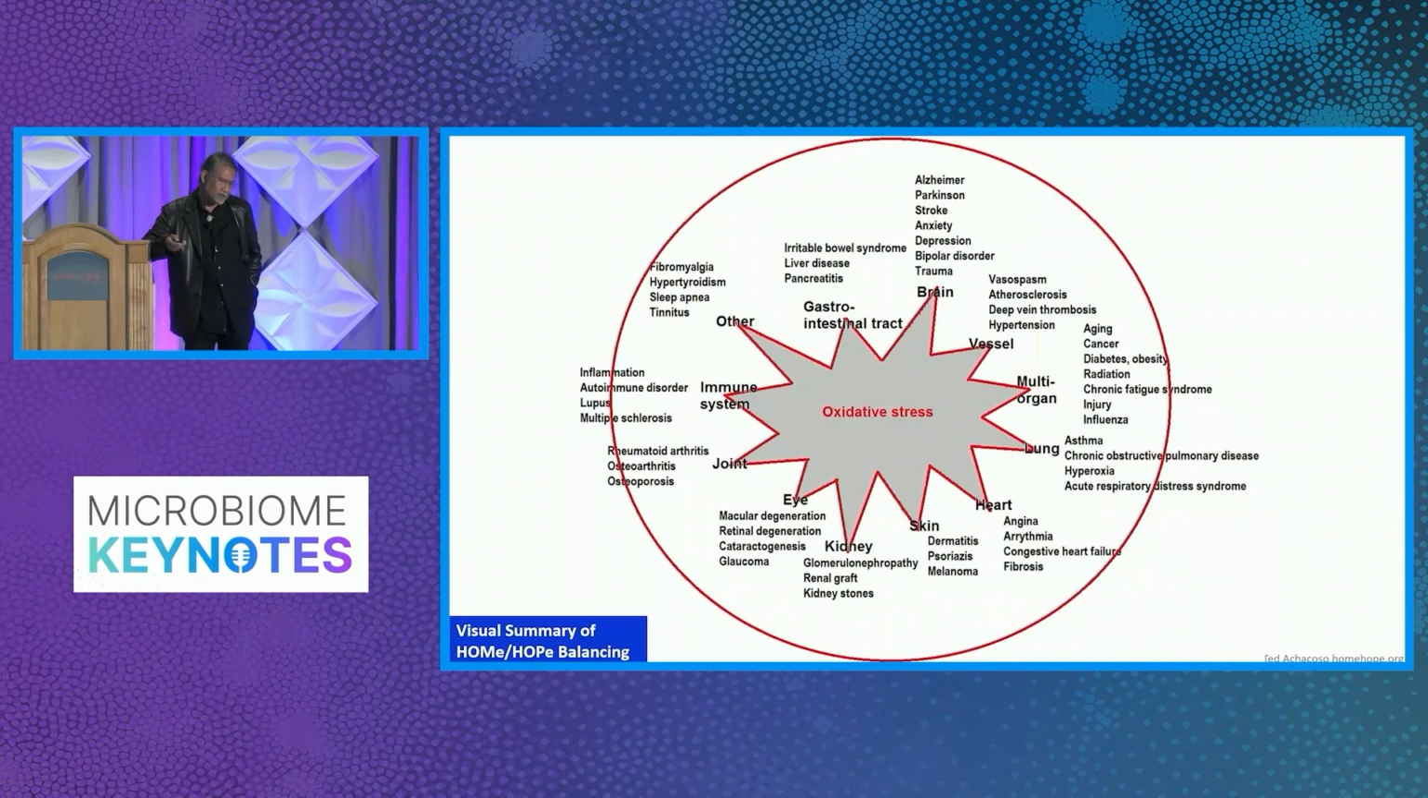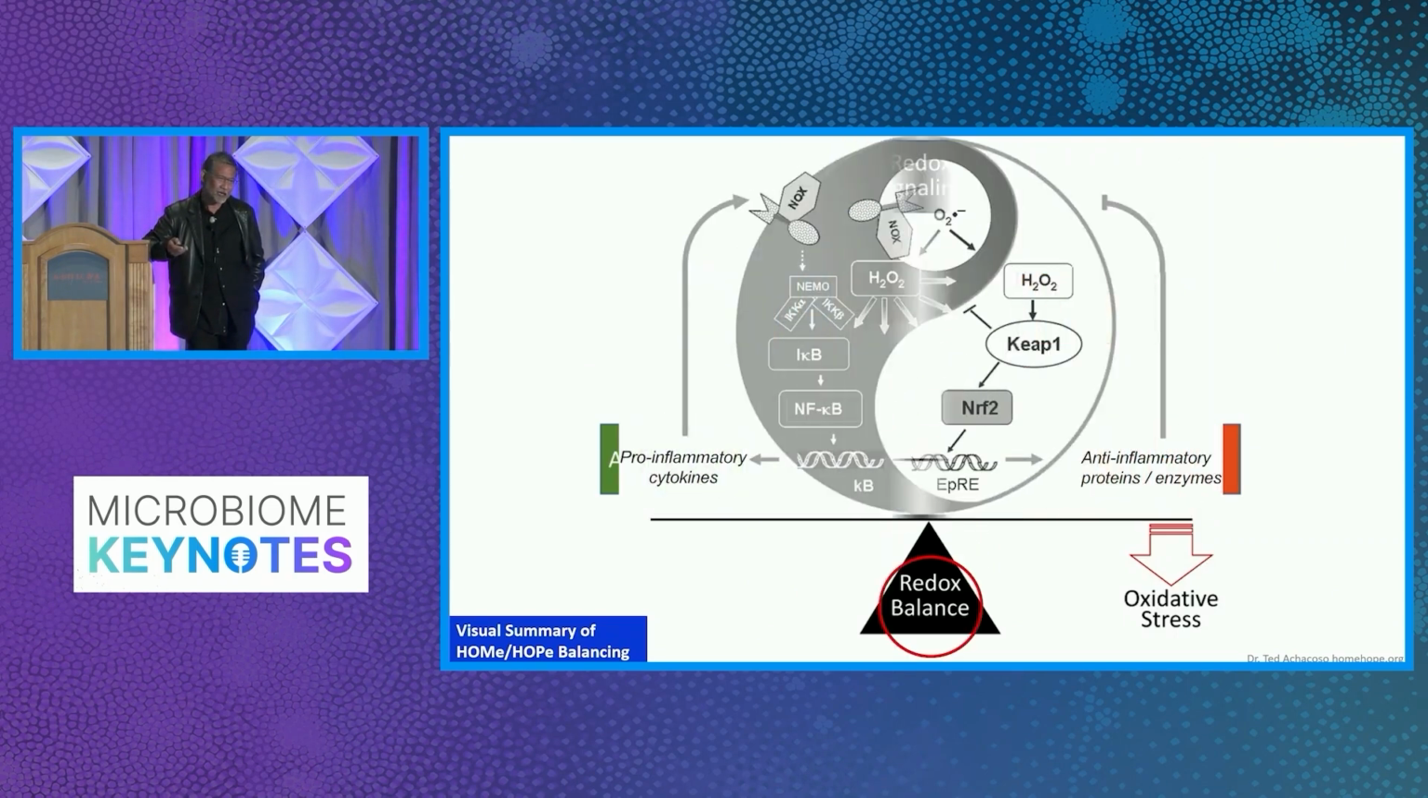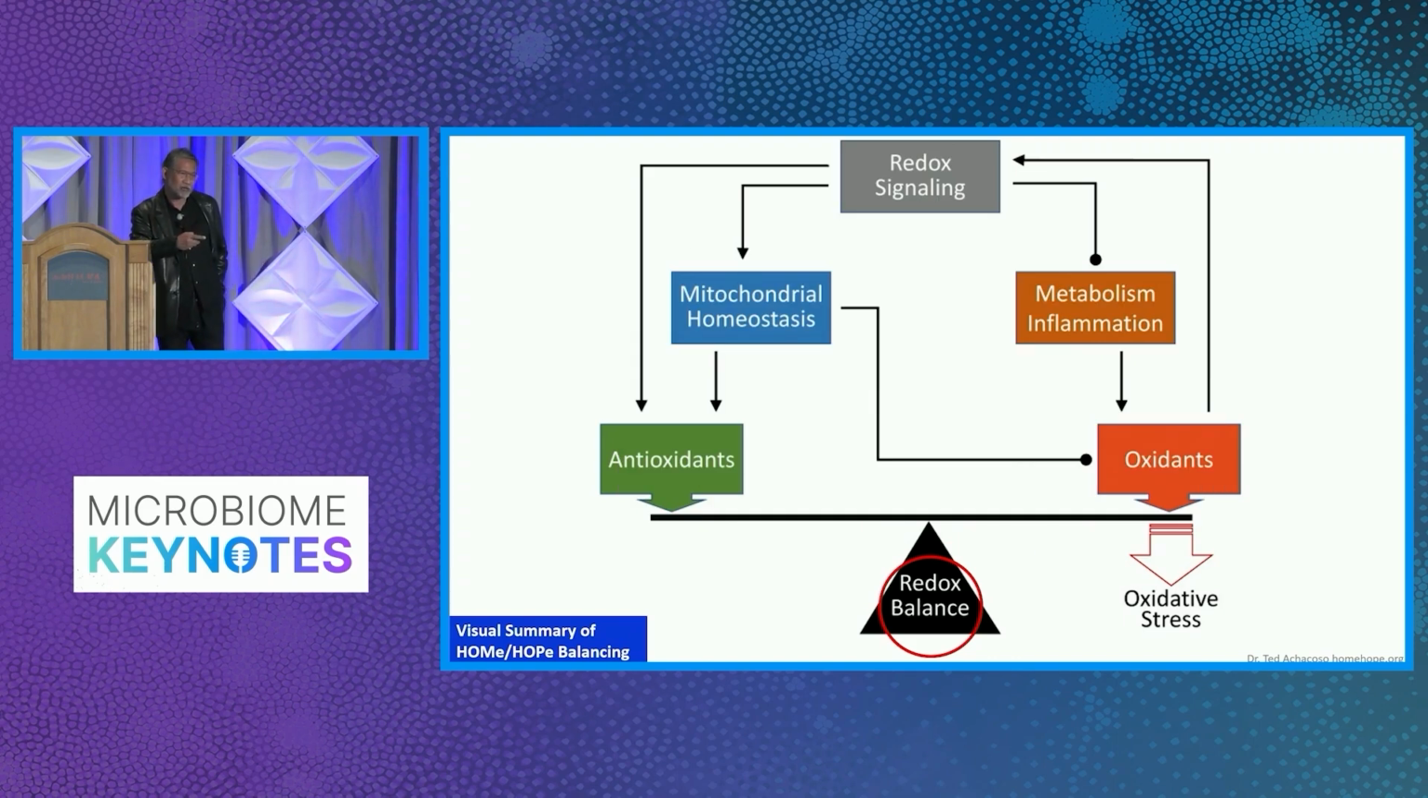So this is a visual summary of hormetic balancing. We all know that oxidative stress leads to all of these diseases. It's not only oxidative stress, right? There's also the nitrogen stress, the RNS, which is used by the body really to kill viruses instantly. And so here it is, there's a redox balance and redox signaling. So we're after balancing. See here the mitochondrial homeostasis, metabolism, inflammation on the other side.